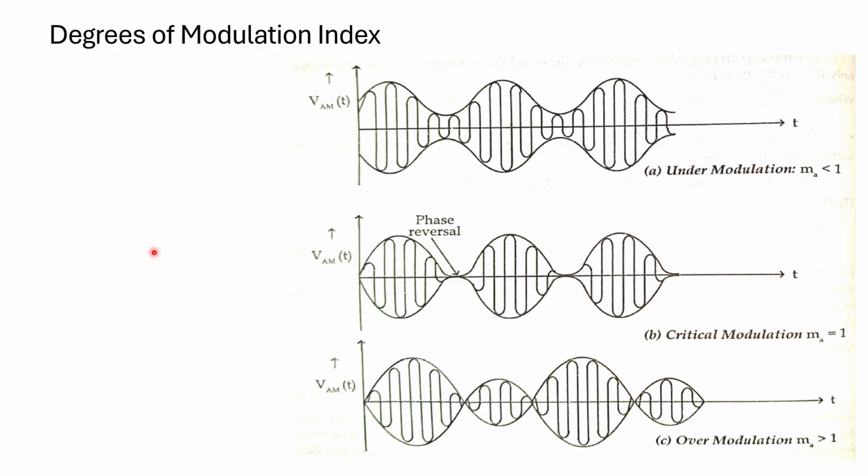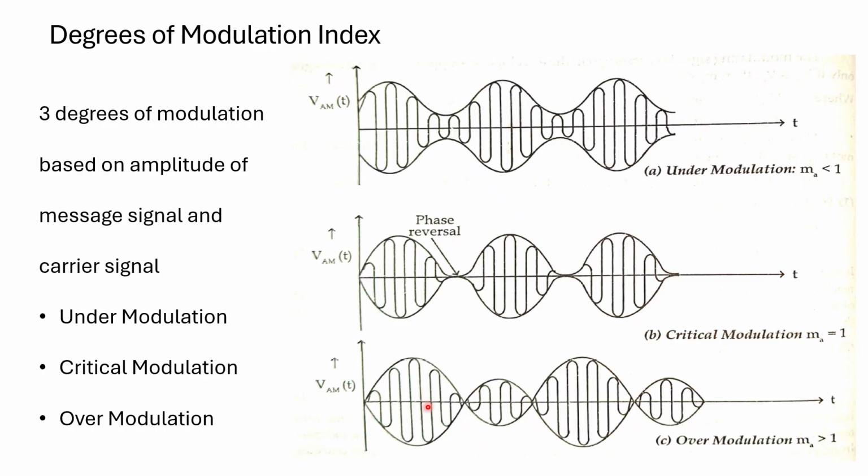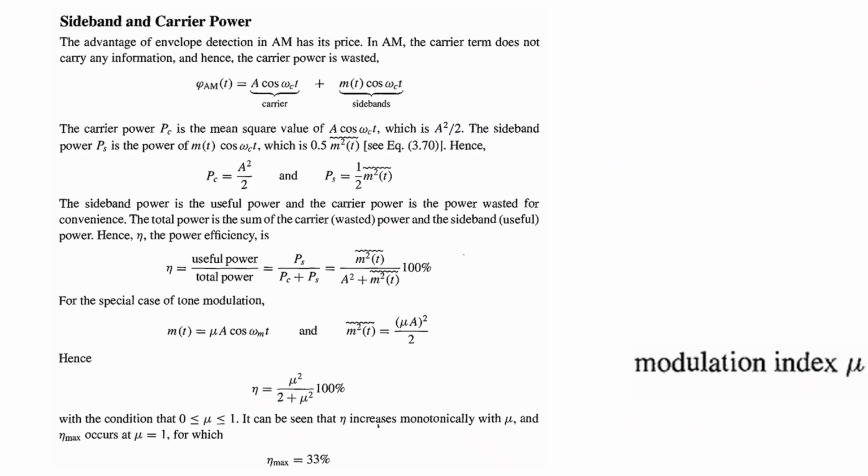So degrees of the modulation index. The modulation index M may have three different values. Either M is less than 1, so that is called under modulation. M is equal to 1, this is called the critical modulation, and if it is greater than 1, that is called the over modulation. Of course, in case of the over modulation, you can check it here, this is in terms of the negative carrier wave frequency, wavelength, amplitude. So that is why you may lose the information exactly. So this is not perfect, this is better, right? So these are the modulation.